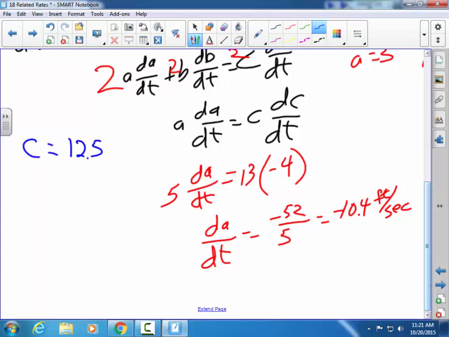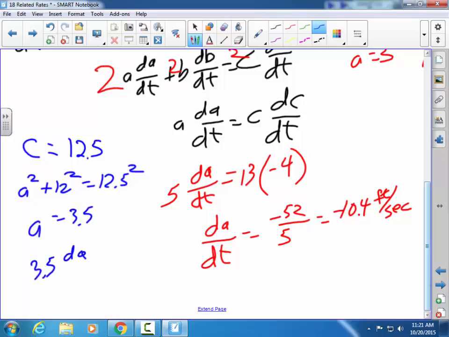Okay, I know that's an ugly number to work with. Let's say 12.5. Well, what's A going to be? How can we figure out what A is? Just like we did before, right? A squared plus 12 squared equals 12.5 squared. Somebody with a calculating device figure out what A is going to be for me. 3.5.